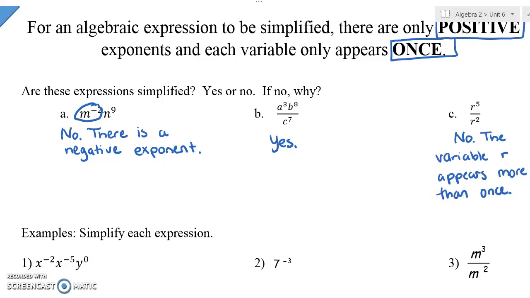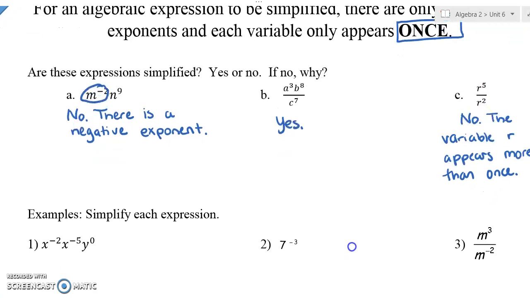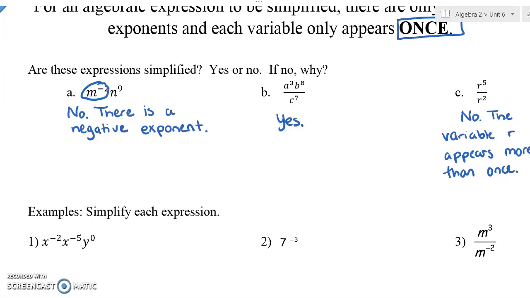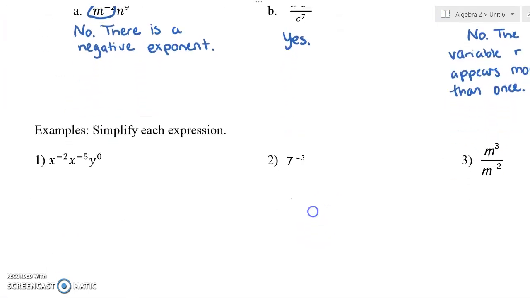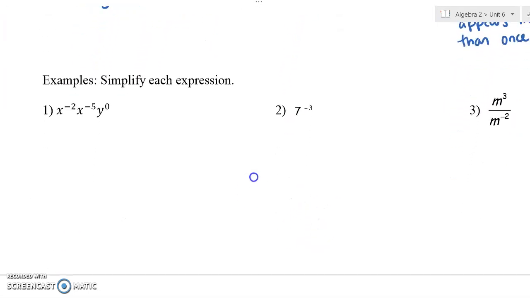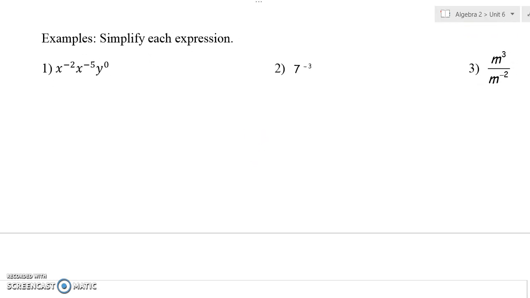So we know we would have to simplify that a little bit more. All right, now we have 9 problems ahead of us, and then once we get those 9 done, we are ready for the homework. So let's start.